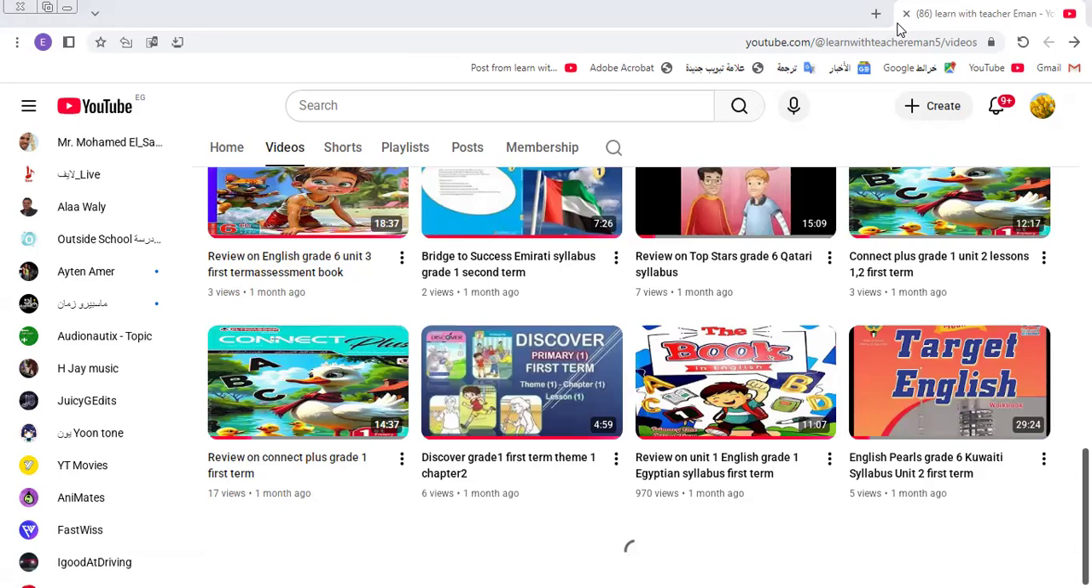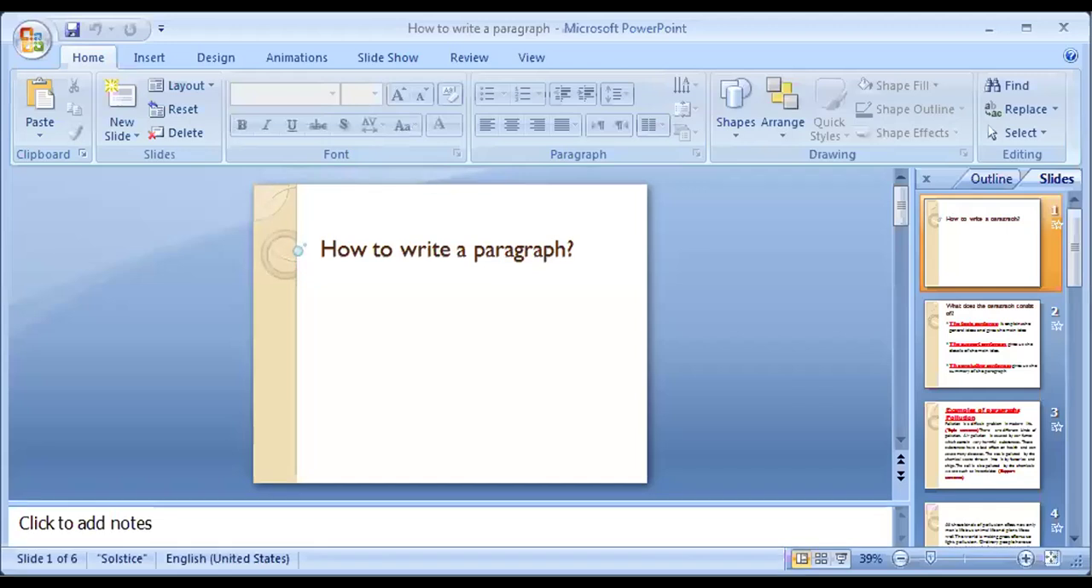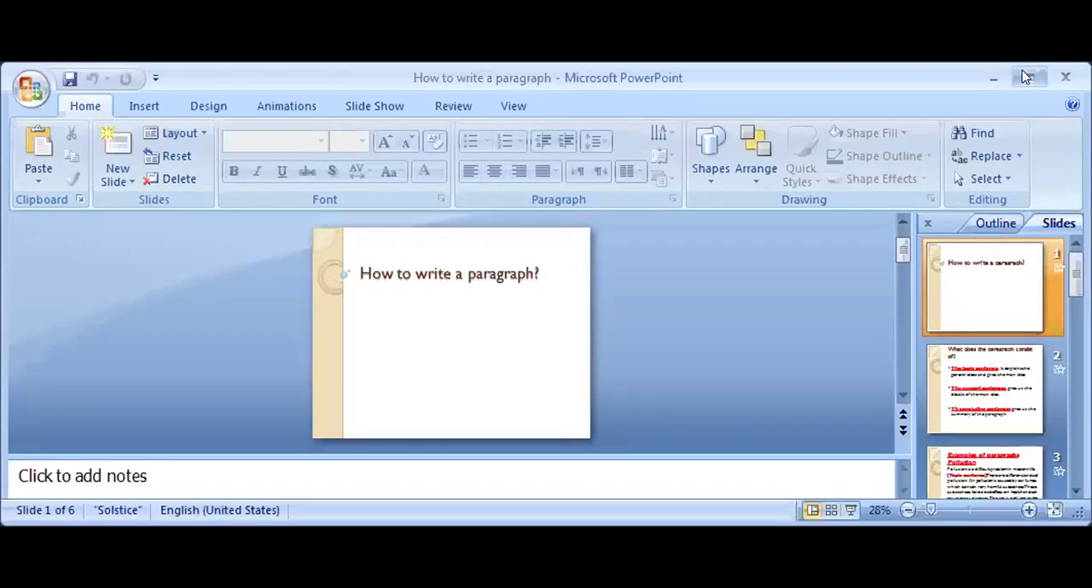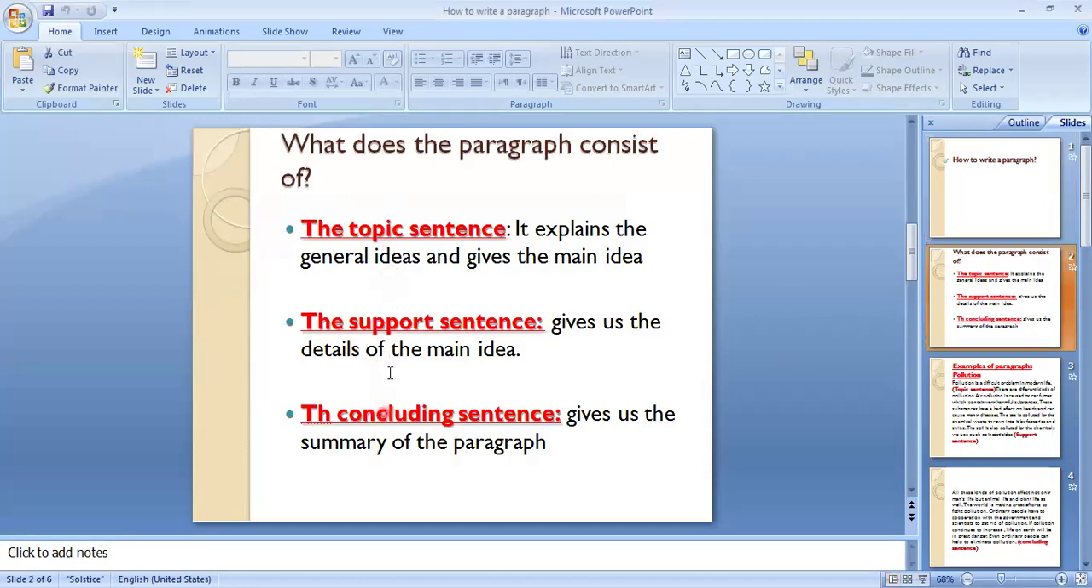Before I start how to write a paragraph, I would like to review with each other the steps of writing a paragraph. So how to write a paragraph? First of all, I would like you to know that we have three steps that we must have in your paragraph, which are topic sentence, support sentence, and concluding sentence. I think I explained this before, but I will remind you of this again.